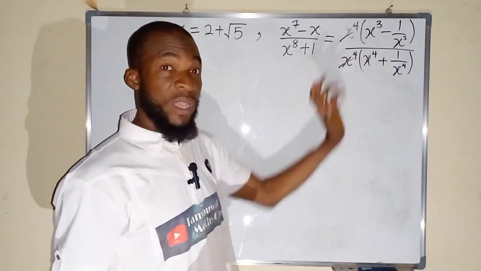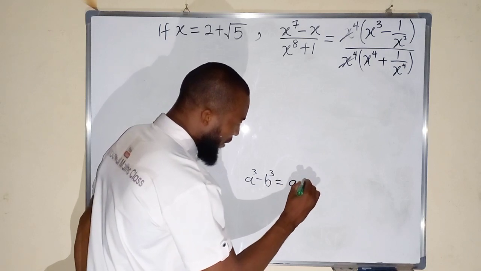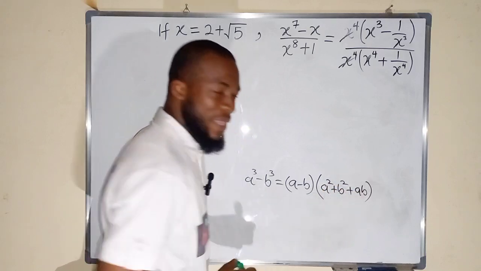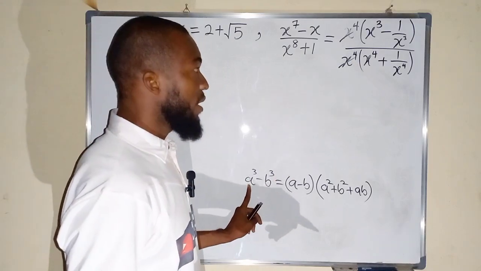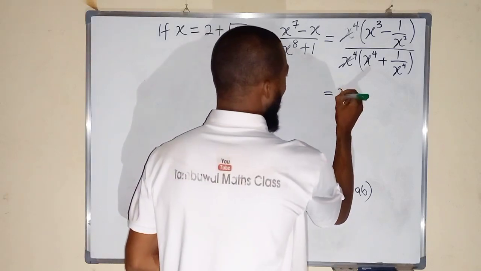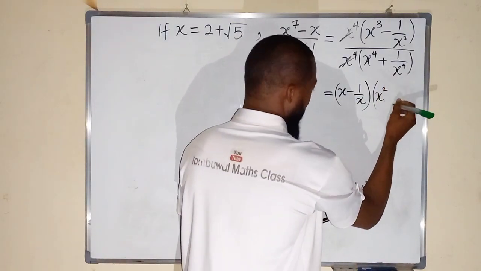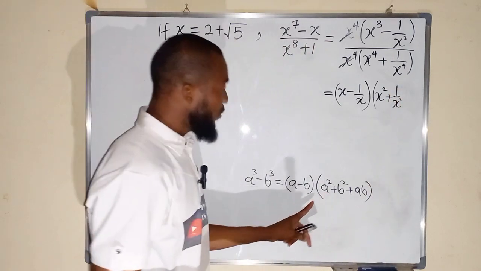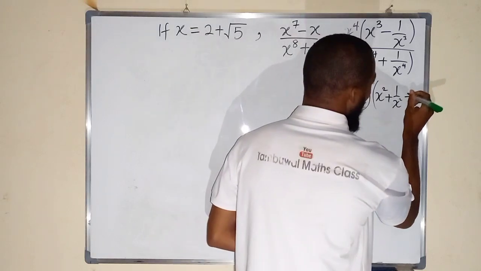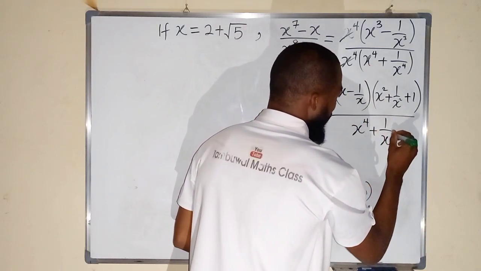But this is a difference of two cubes, which we can also simplify. If you have a to the power of 3 minus b to the power of 3, this is the same thing as a minus b, multiplied by a squared plus b squared plus ab. So let's apply this where a is x and b is 1 divided by x. This is equal to x minus 1 divided by x, multiplied by x squared plus 1 divided by x squared, then if you take a and multiply by b, x times 1 divided by x, you're going to have just 1. So you add 1 here, and you divide by the same thing, x to the power of 4 plus 1 divided by x to the power of 4.